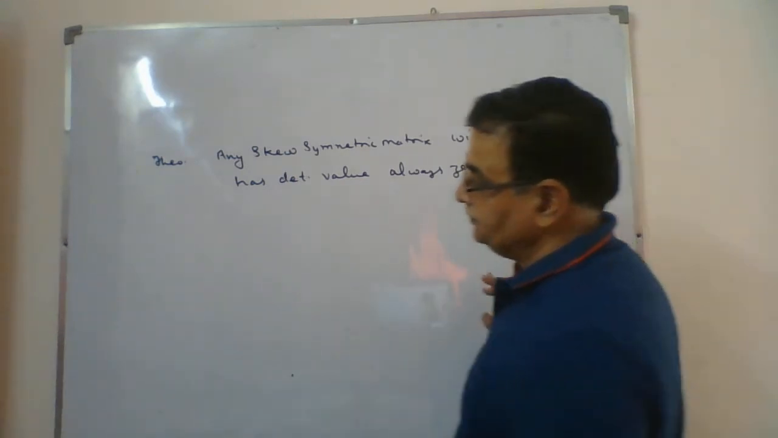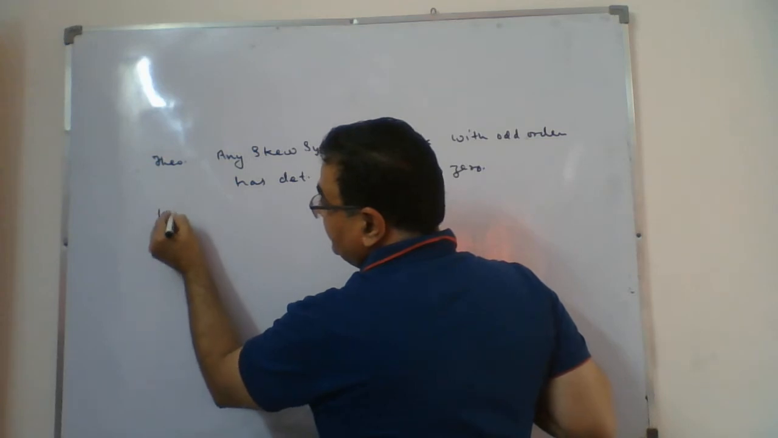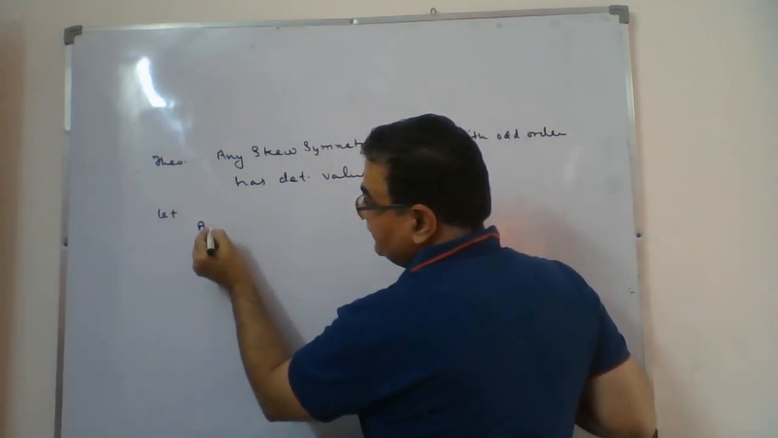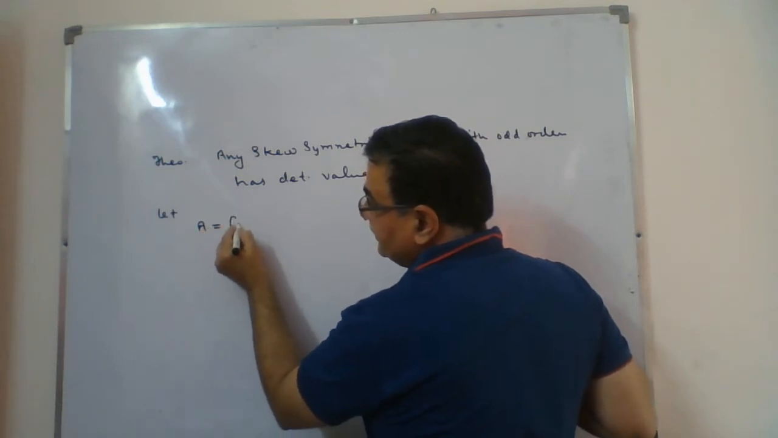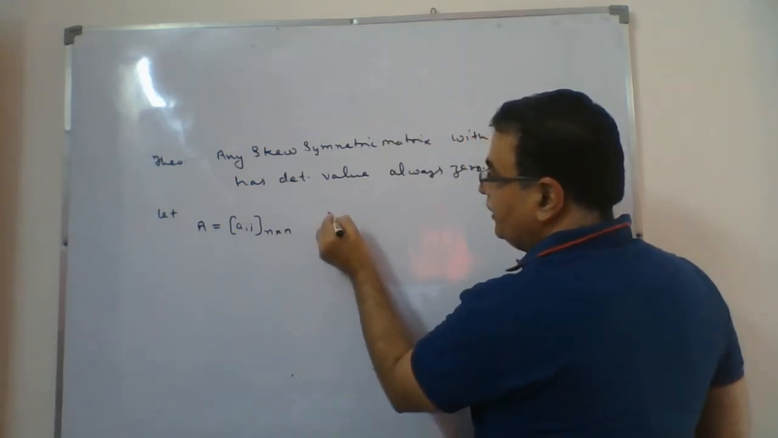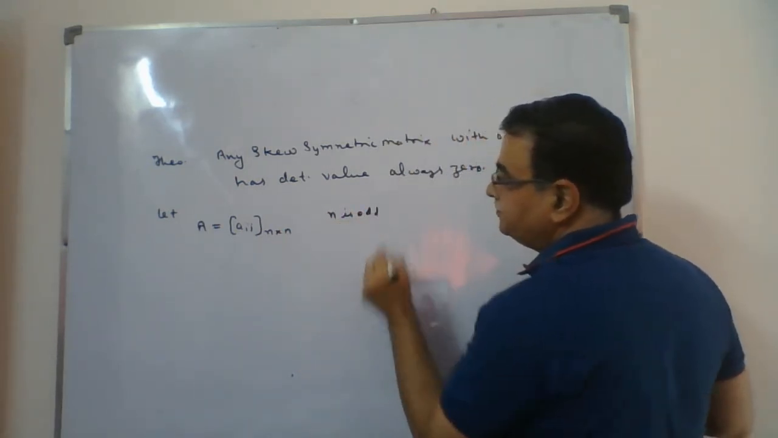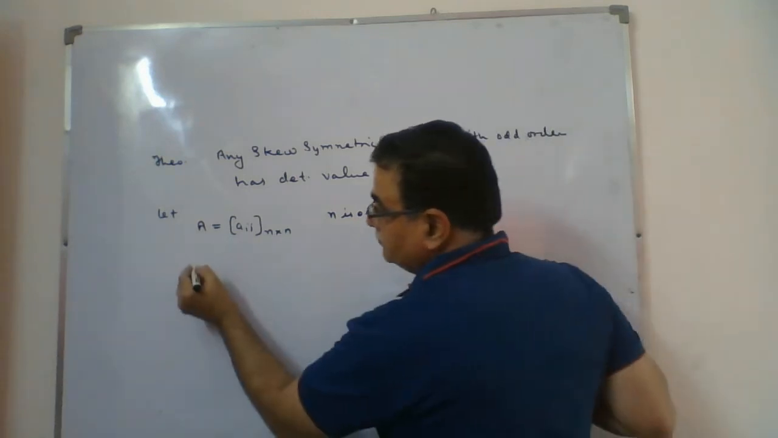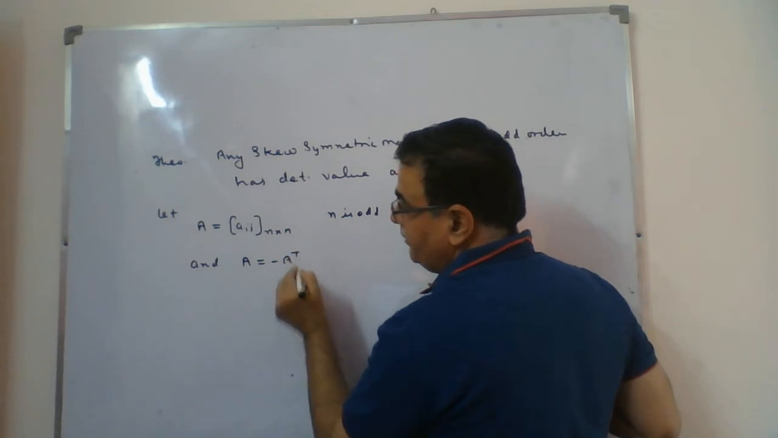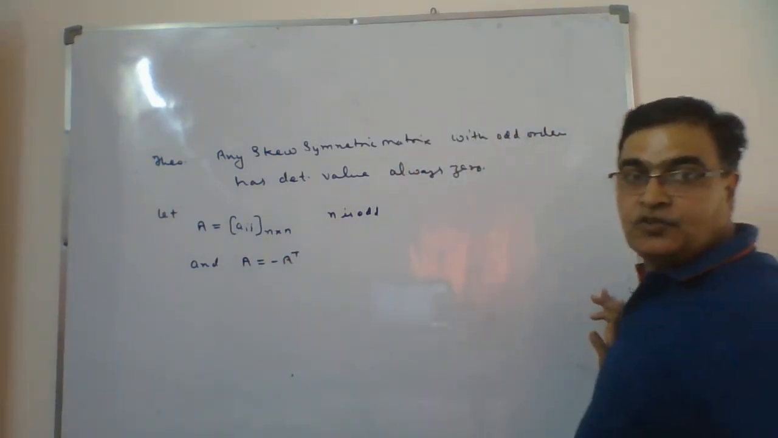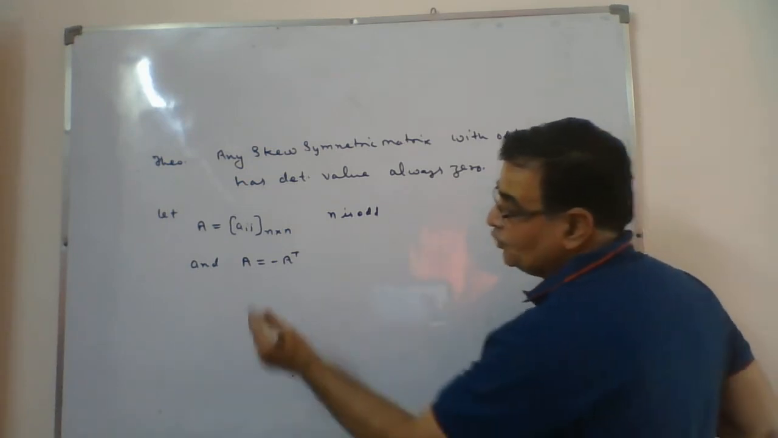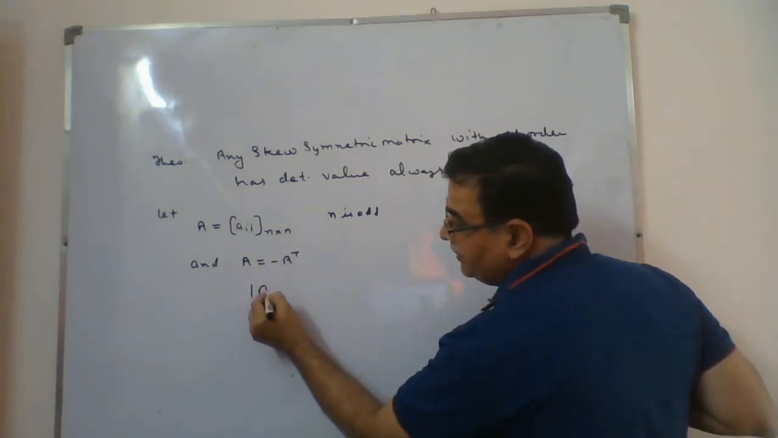I'll prove that also. Let A be a square matrix, Aij, of order n into n, where n is odd. And one more piece of information is given: it is a skew symmetric matrix, A is equal to minus of A transpose. We are concerned about the determinant of A now. So if these matrices are the same, their determinants are also the same.